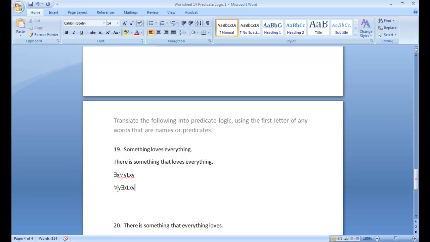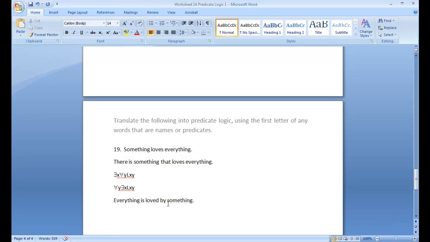This says for all Y there is some X such that X loves Y. So for everything, there is something such that X loves that thing. So this actually says in English, everything is loved by something. For all y, there exists an x such that x loves that y. So there's a very big difference between saying there is some one thing that loves everything and saying everything has something that loves it.